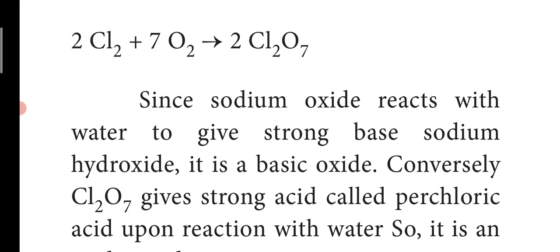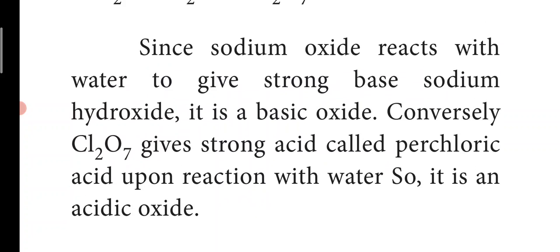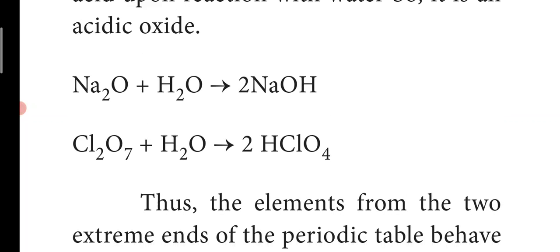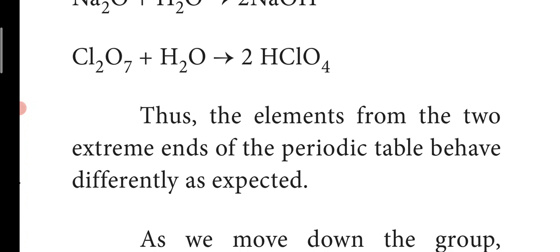Sodium oxide reacts with water to give a strong base like sodium hydroxide, so it is a basic oxide. In the same way, perchloric acid is formed with chlorine, so it is a strong acid. So you see, the element on the left-hand side, sodium, forms a strong base, but the element on the right-hand side forms a good acid. So it is extremely different, their reactivity is extremely different. So the elements from the two extreme ends of the periodic table behave differently, as expected.